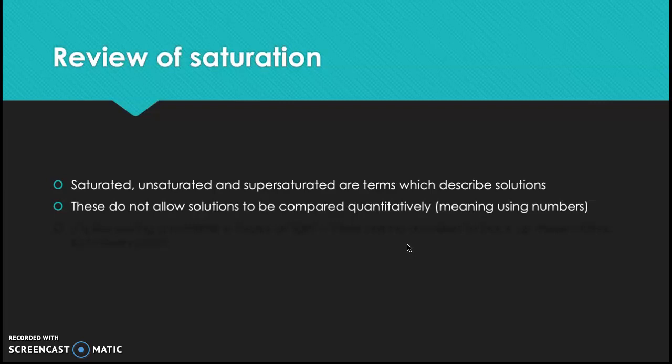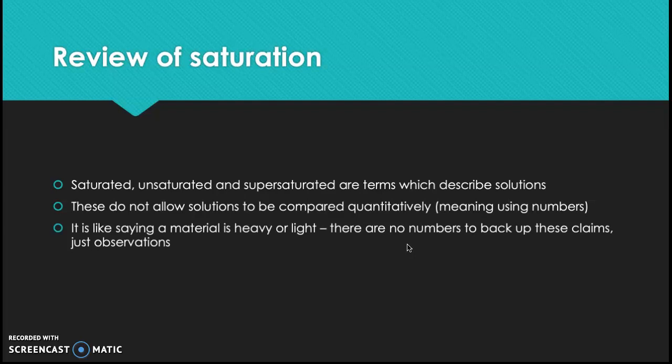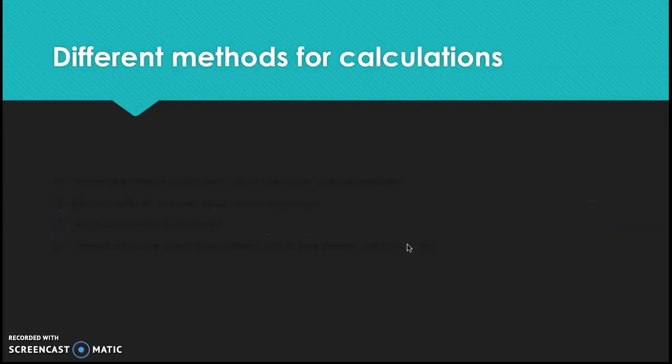But these do not allow solutions to be compared quantitatively, meaning using numbers, right? They just tell us whether it's at its max, above its max, or below. Okay, and since that max is different for every substance, it doesn't really allow us to compare them. It's like saying a material is heavy or light. There are no numbers to back up those claims, just your observation. So something that's heavy to me might be light to someone else. And something that's supersaturated for one solution is unsaturated for another solution. So we really need numbers to be able to compare solutions to one another.